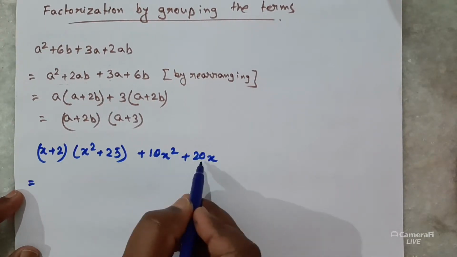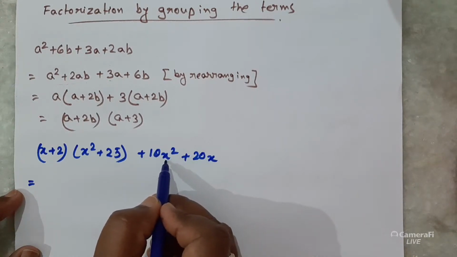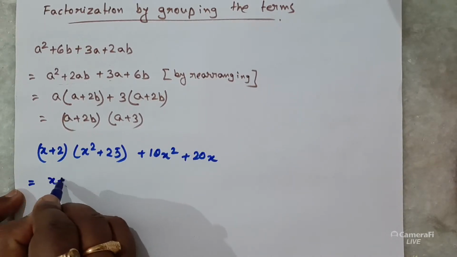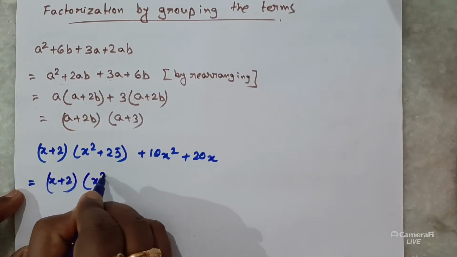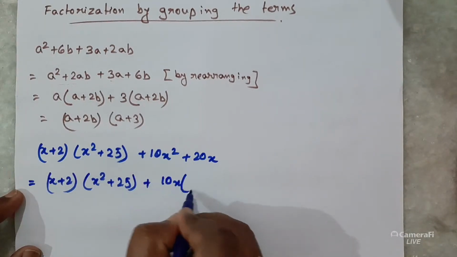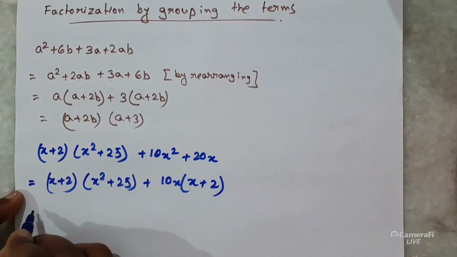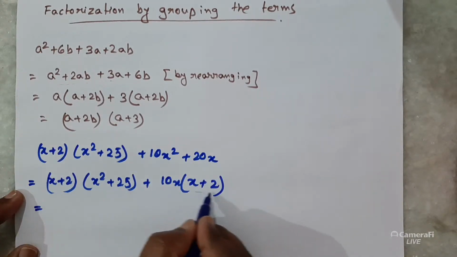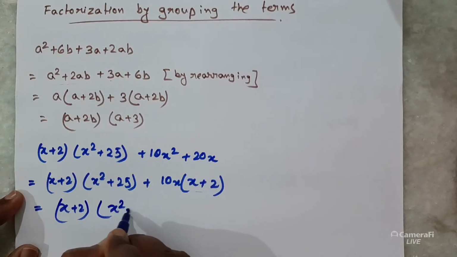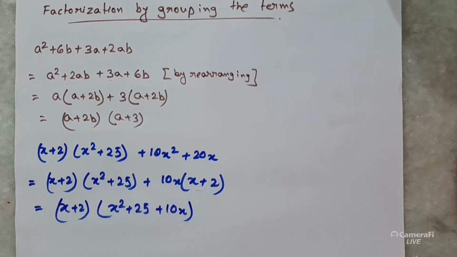If you take 10x common from these two, here it will remain x, here it will be 2, so x plus 2. That means x plus 2 into x square plus 25 plus, if I am taking 10x common, then here it will remain x, here it will be 2. So from this x plus 2 is common, so x plus 2 into x square plus 25 plus 10x. This will be our answer.